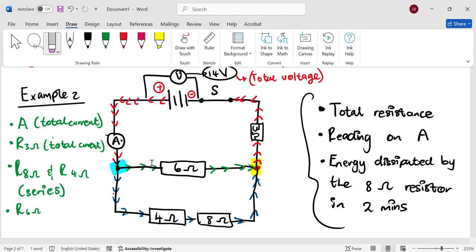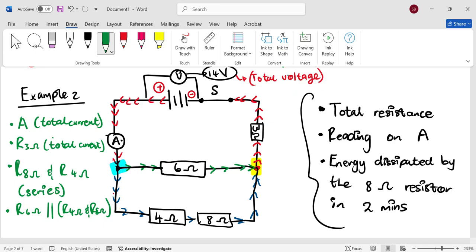Why is that? Because the current flowing through the 6 ohm is not the same as the one flowing through the 8 and 4. Therefore, they are parallel to each other. What did I say? The moment you notice a split in current, you can then say that your circuit is parallel. Therefore, the 6 ohm resistor is parallel to the R4 4 ohm resistor and the R8 8 ohm resistor.